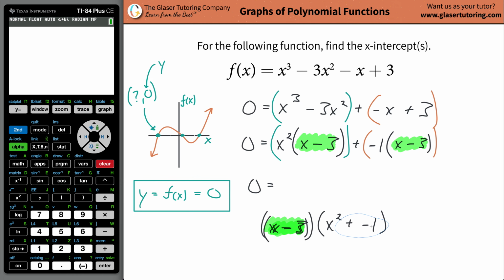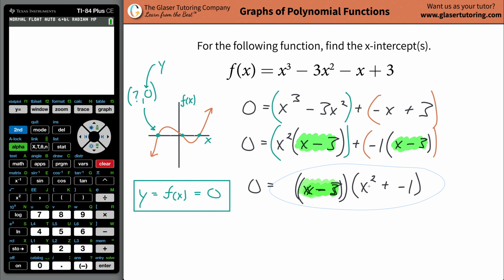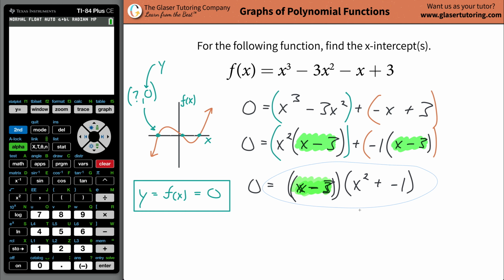Literally just put it in just like that. Okay? And now this is fully factored. I mean, that's all you got to do. That's factored. Okay? What I'm going to do now is I'm going to clean that up a little bit, all right, to make it look a little nicer.